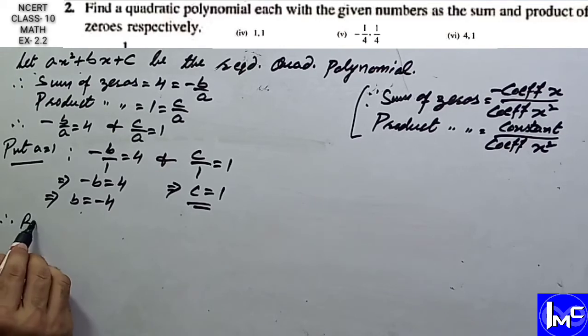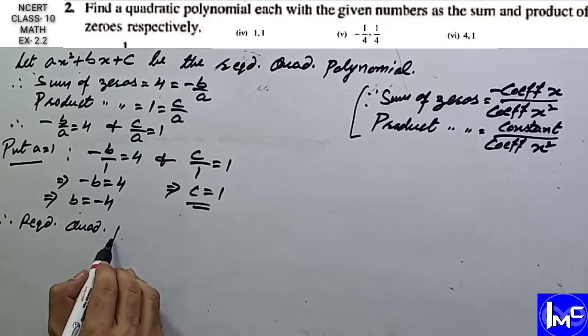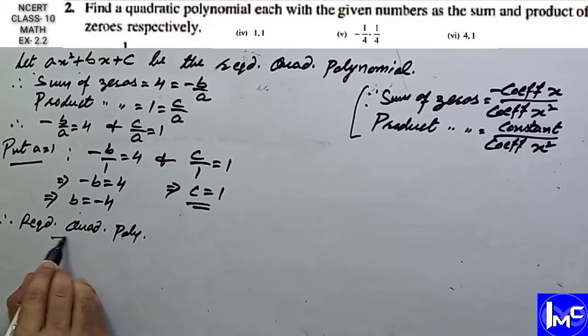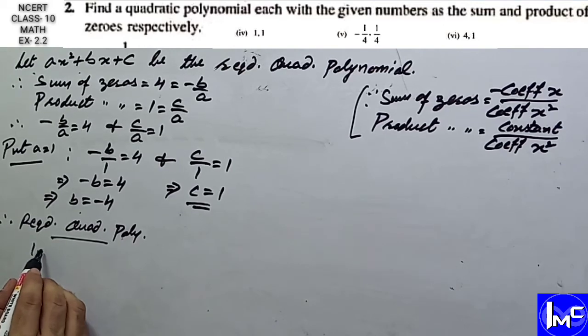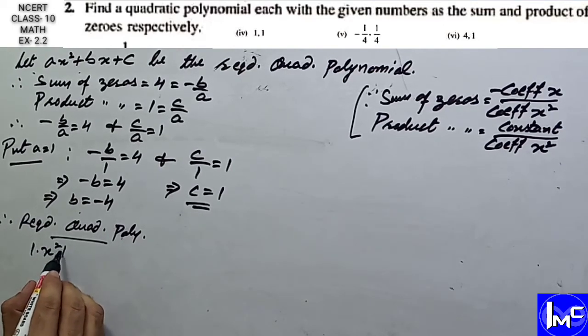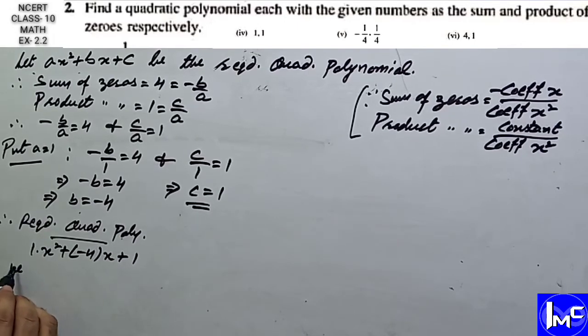Therefore, required quadratic polynomial is ax square, that is 1 into x square plus bx plus c, that can be written as x square minus 4x plus 1.